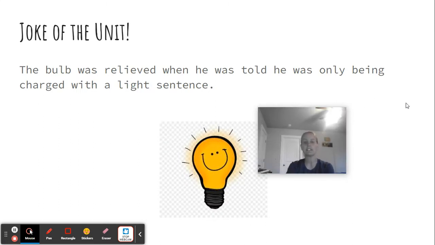But before we research that, let's talk about the joke of the unit. The bulb was relieved when he was told he was only being charged with a light. There's the light sentence. Get it? Because it's a light bulb. And it was not a heavy sentence, it's a light sentence. Woo! You are going to miss the joke of the unit, let me tell you what.